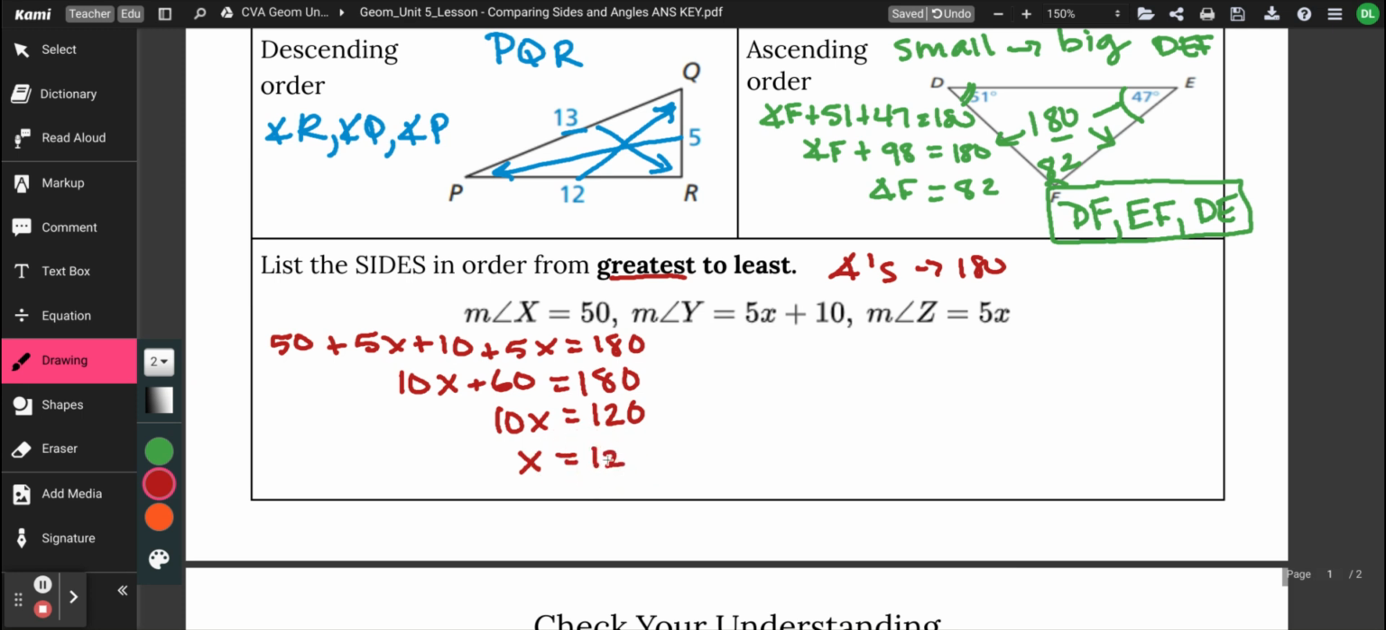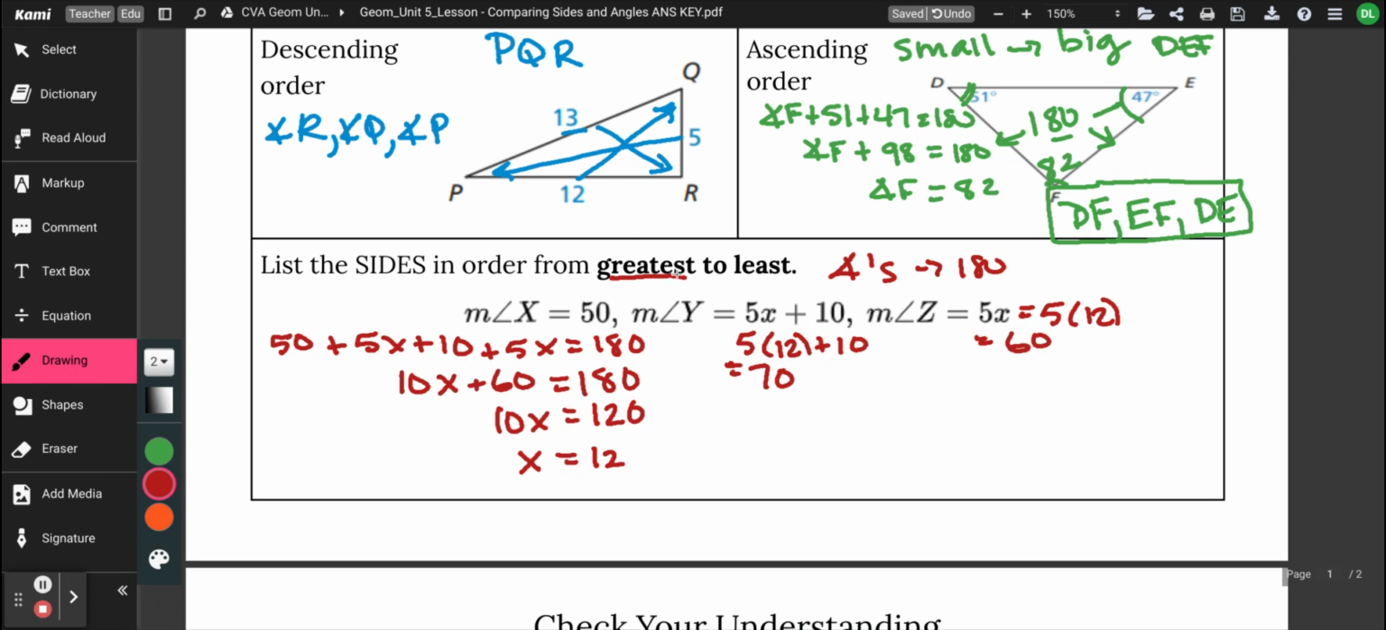Okay, now I can use this in order to find the measures of my angles. So I know that angle X is 50 degrees. Angle Y is 5 times 12 plus 10, so that's 60 plus 10. So angle Y equals 70 degrees. And angle Z is 5 times x, which is 5 times 12, which is 60 degrees. Okay, so I know x is 50, y is 70, z is 60.